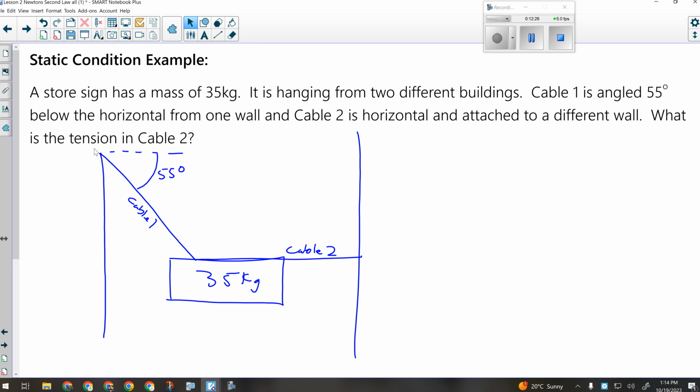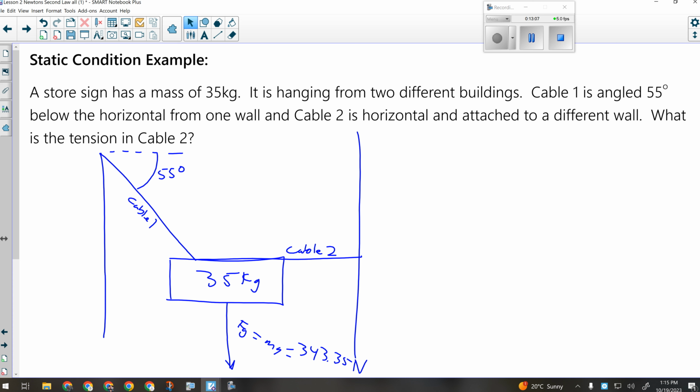Gravity. Is gravity another force in this question? Which way does gravity act? Down. Okay, can I calculate the force of gravity? I know the mass. Mass times gravity, so we got 343.35. The sign's not moving, so that means there has to be an upward force of 343 newtons.